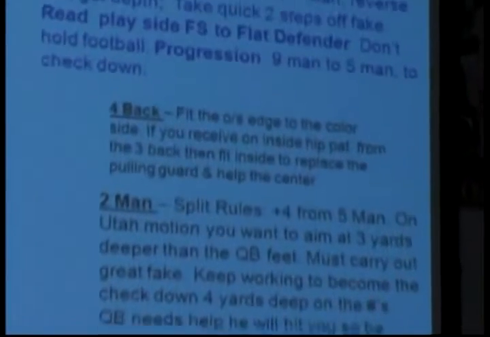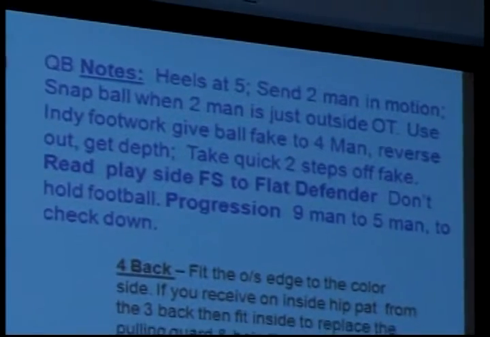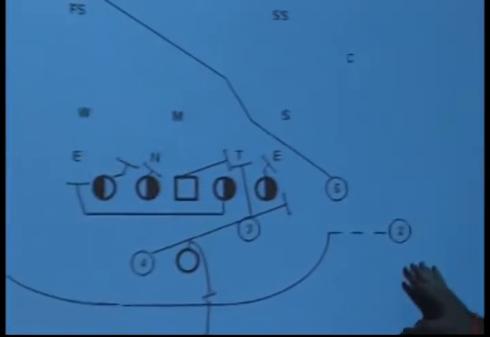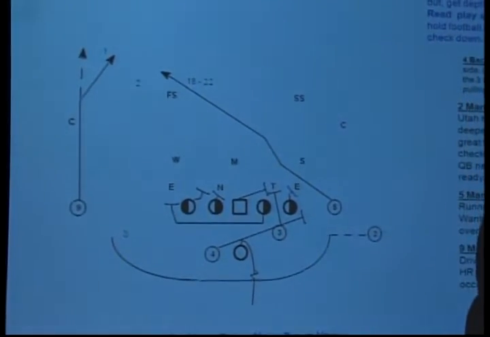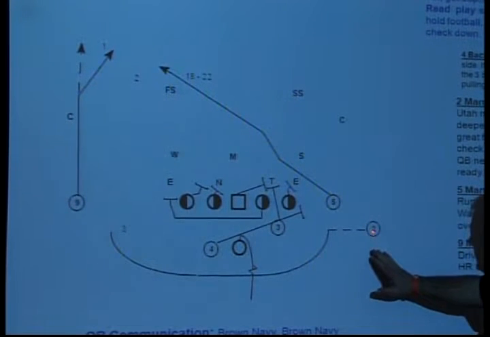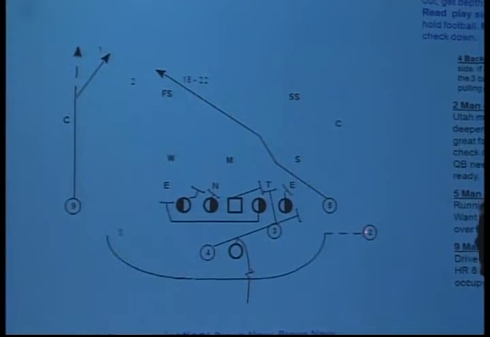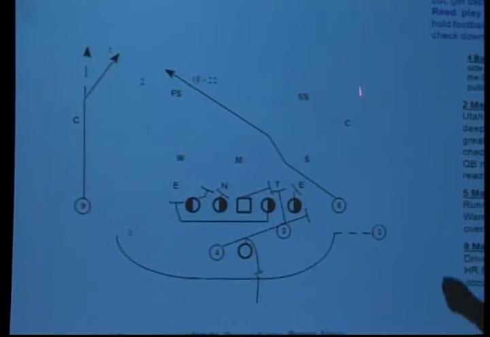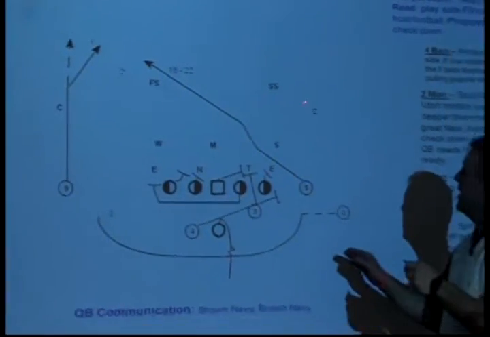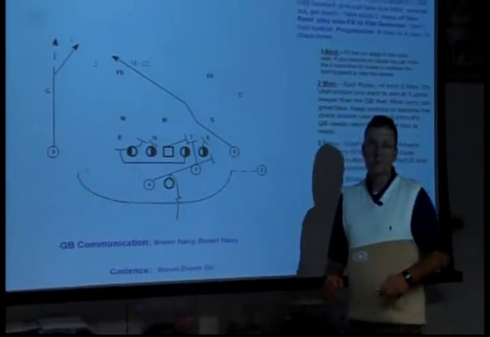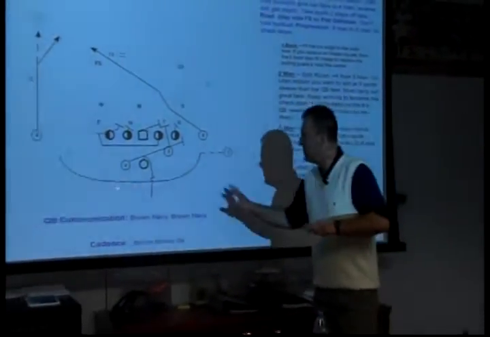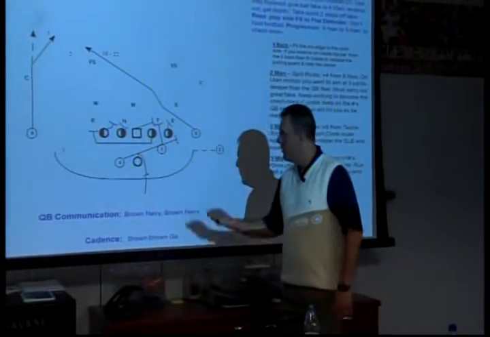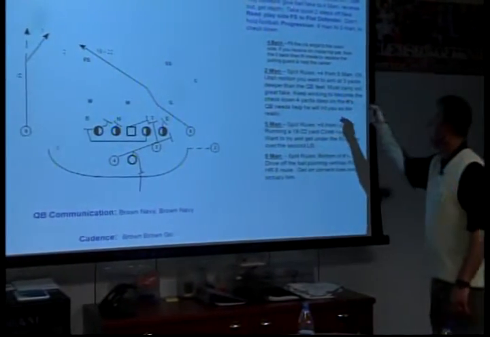Quarterback, heels at 5. You're going to send the 2-man in motion. Now, before we send him in motion, let's talk about this. We do not have to Utah motion on Little Rock 56. If we do not motion the 2-man on Little Rock 56, you're just running basically a beater post. Home run post, vertical, 9 route. You're running inside leverage of the corner and staying vertical on us. Okay? We do not have to send you in Utah motion. More times than not, we will, but we don't have to.